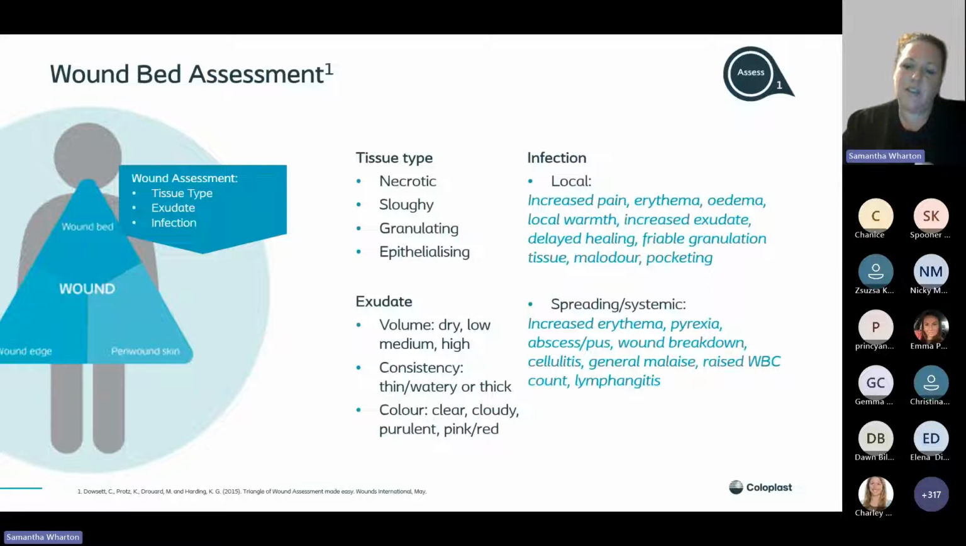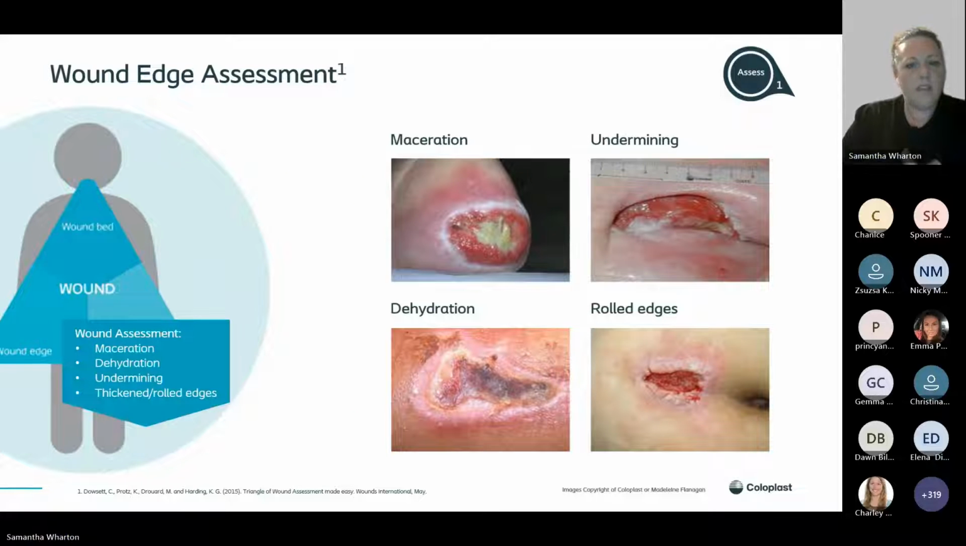So you're getting that erythema that's progressing past that 2 centimeters of the wound edge. The patient may have pyrexia. There may be abscesses and pus collections within that wound. The patient may have a general malaise. They often say, I just don't feel right today. Raised white blood cells and lymphangitis. And then we look into the wound edge.